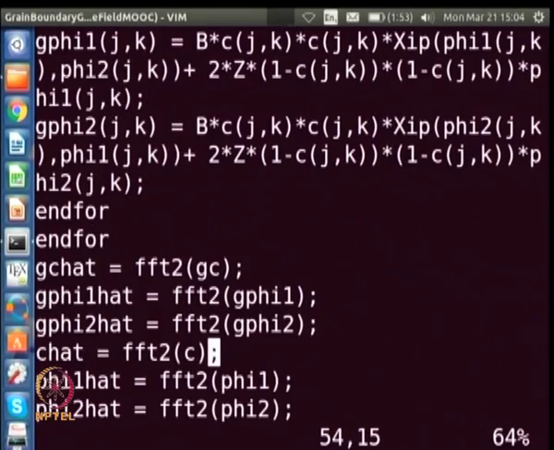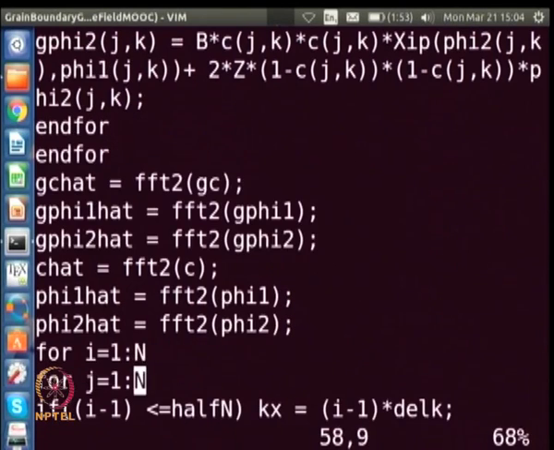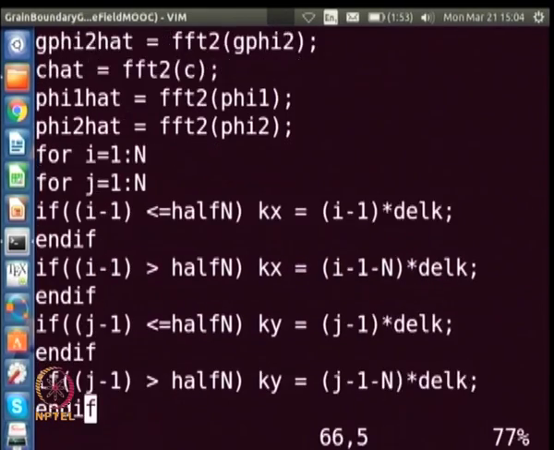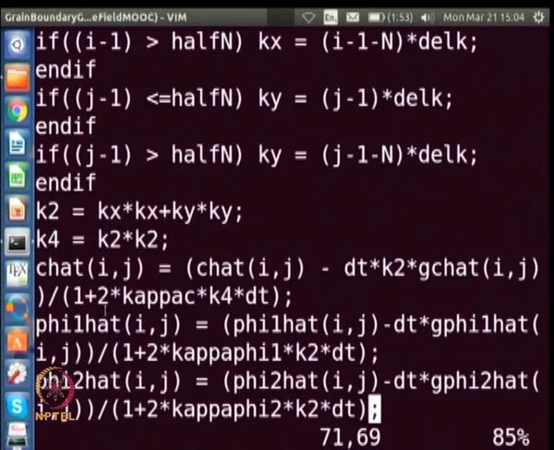So, this is basically the G functions. Once I have the G function, I Fourier transform the composition and the phi 1 phi 2 to the Fourier space, and the order parameters are also Fourier transformed, and then we implement the periodic boundary condition here and we evolve. So, the C evolution is by the Cahn-Hilliard equation. So, that is why there is a K4 and K2 here, and the phi 1 phi 2 evolution is Allen-Cahn. So, there is no K2 here and there is a K2 in the denominator instead of K4.